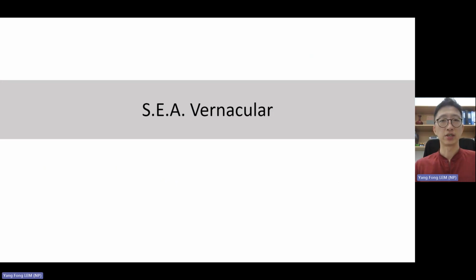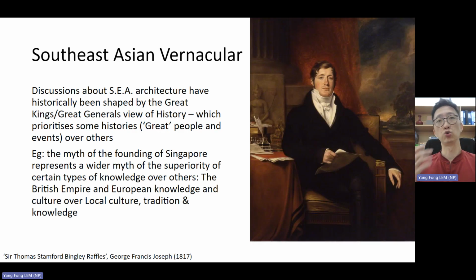Next we move on to the Southeast Asia vernacular. You have the indigenous worldview that accumulates in the Ten Canoes worksheet. Next, we will talk about the Southeast Asia vernacular, which is linked to worksheet 2, the Malay house. Discussion about Southeast Asia architecture historically has been shaped by the great kings' and great generals' view of history, which prioritizes some history over others.